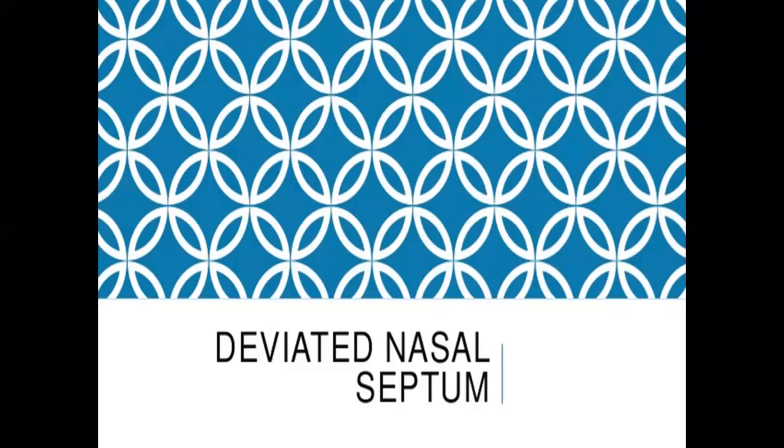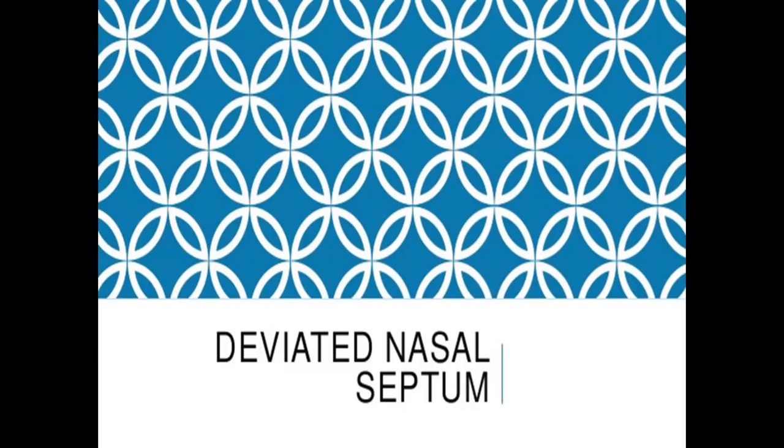Now the major important question is DNS, deviated nasal septum. The septum is the midline partition of your nasal cavity. This septum, if you feel the lower part, it is soft and movable. It is made up of cartilage. The upper part, if you feel under the skin, it is tough, hard, it is bony. So the septum is formed partially by bone and partially by cartilage.